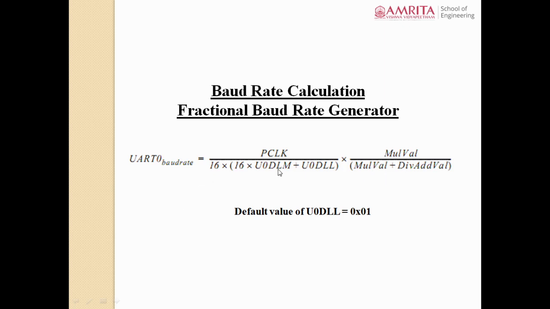Right? And here, one more thing you need to keep in mind. You need to configure the values of U0DLL and U0DLM. By default, U0DLL has a value of 1. You cannot make U0DLL 0. Why? If you make U0DLL 0, this whole term will become 0 and your baud rate will be something divided by 0. So a divide by 0 error will occur and your baud rate will be something like infinity. So that cannot happen. By default, the U0DLL value will be 1.